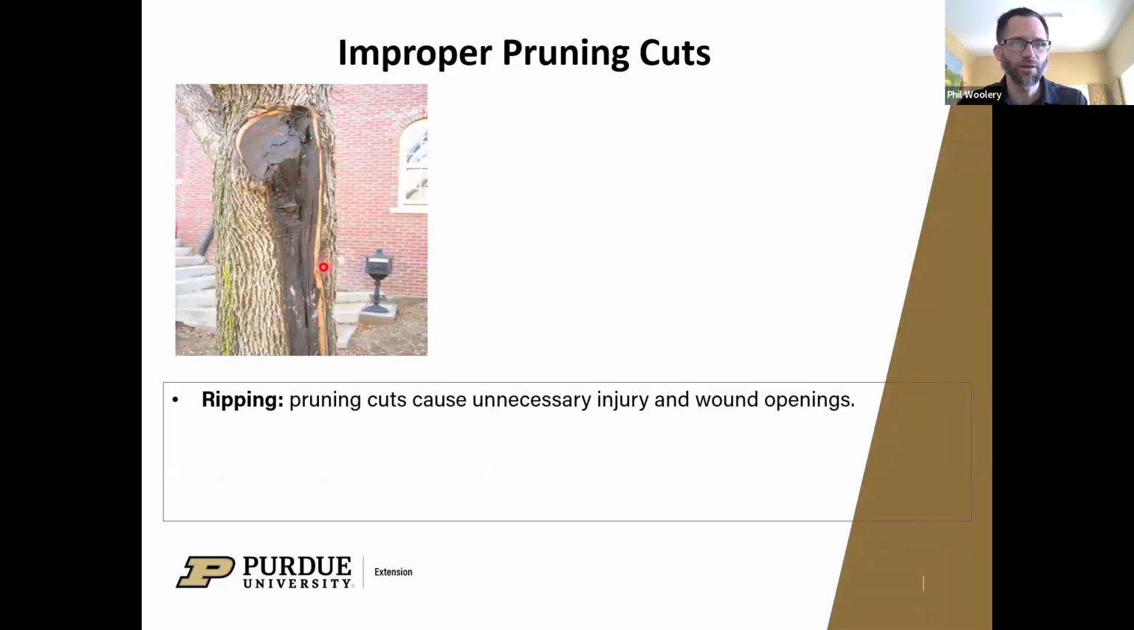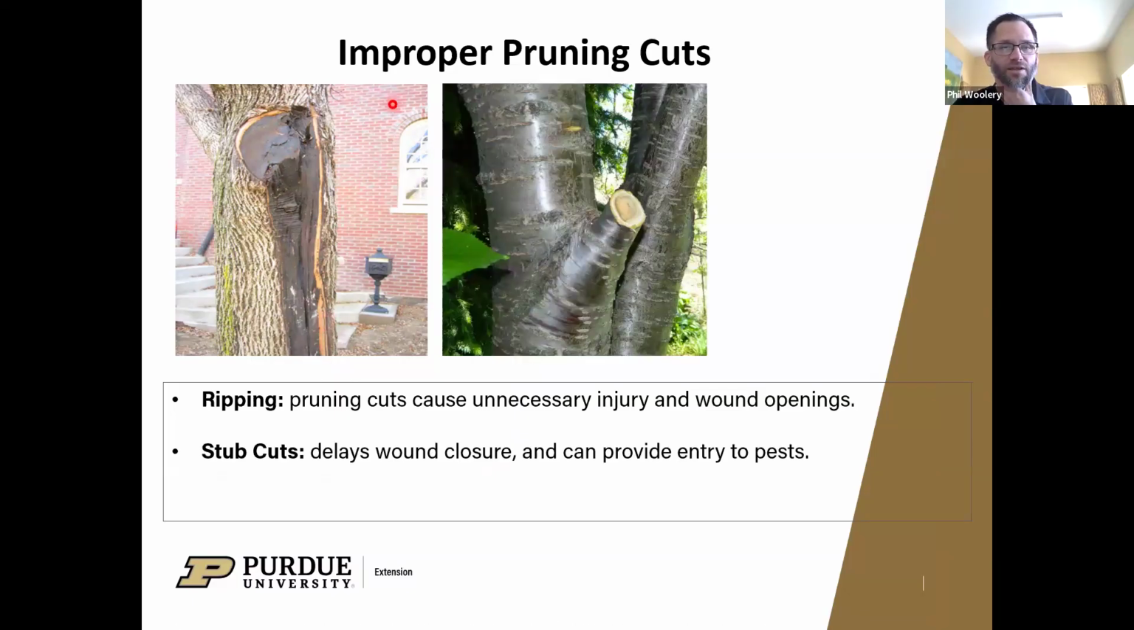Here's an example of ripping, which happened here on this one, but he didn't cut it properly. Leaving stubs isn't good because two things could happen. Either it would shoot out some more branches from that stub, or it's going to die and you've got this stub sticking out, and it's an avenue for decay, and that tree's got to grow around it.